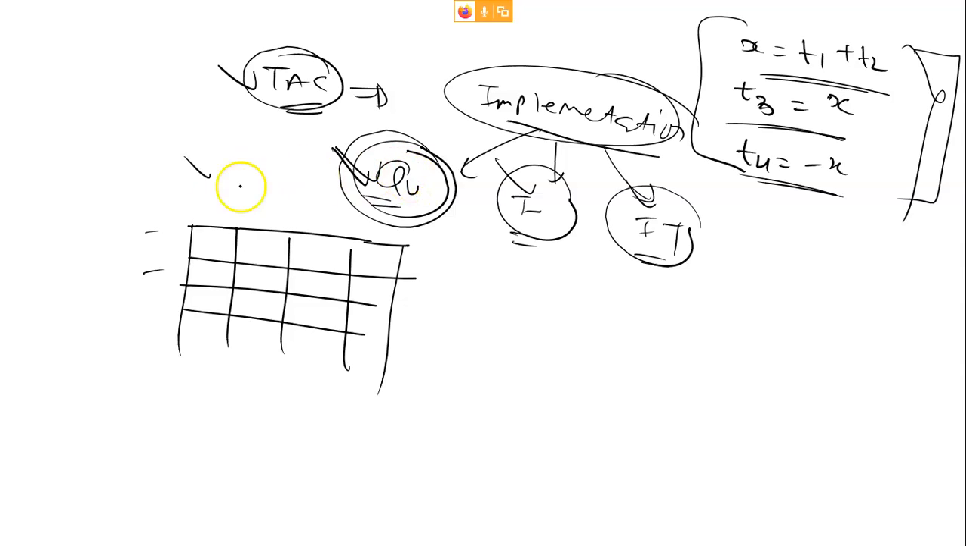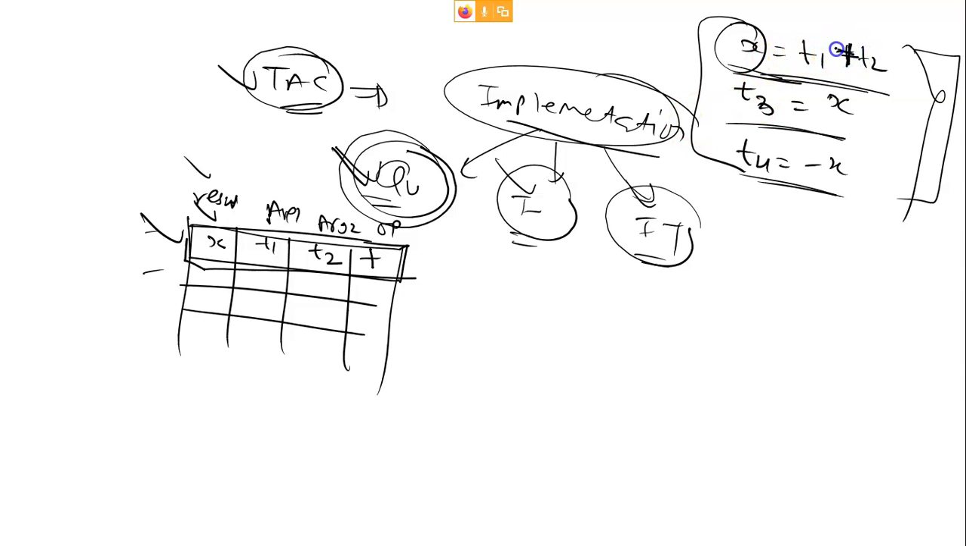So in this quadruple, basically we have four fields. One field is result, another field is argument 1, another is argument 2, and this is the field operator. So we have basically four fields in the quadruple. For example, if you have this statement, x equal to t1 plus t2, then the result is x, the operator is plus, the first argument is t1, the second argument is t2. This is the record that you will have in your quadruple.